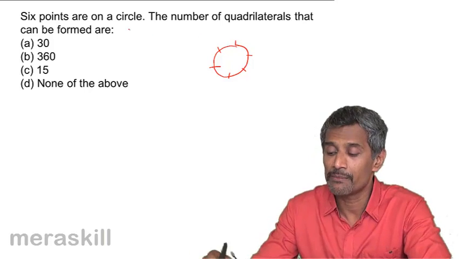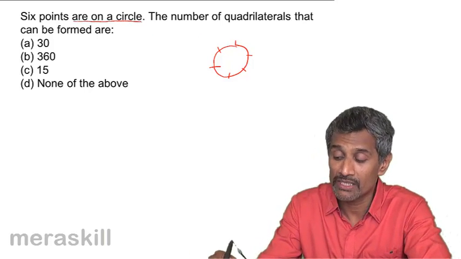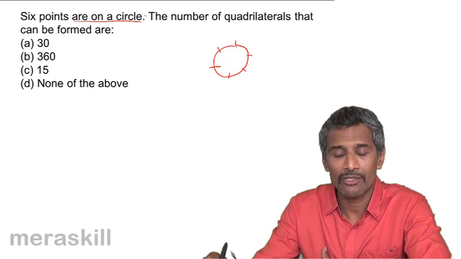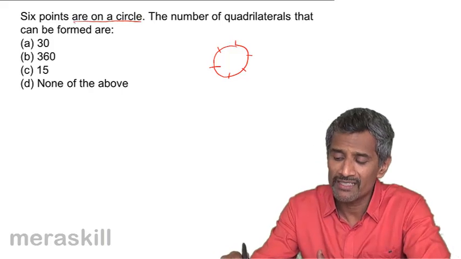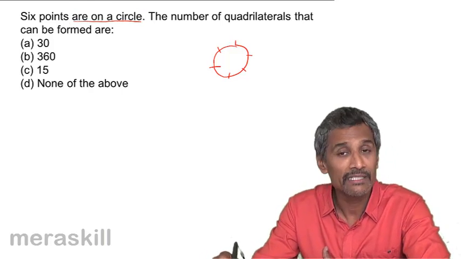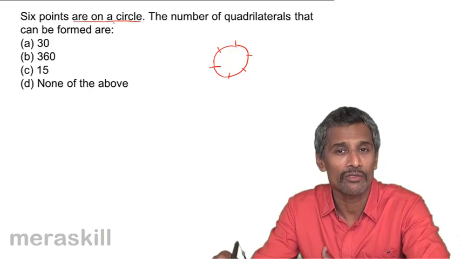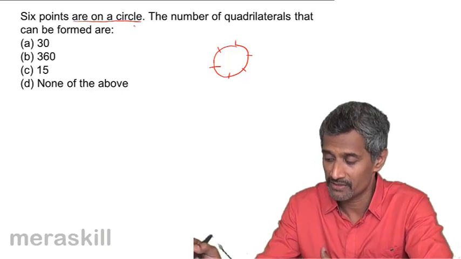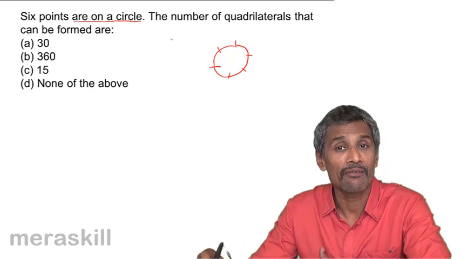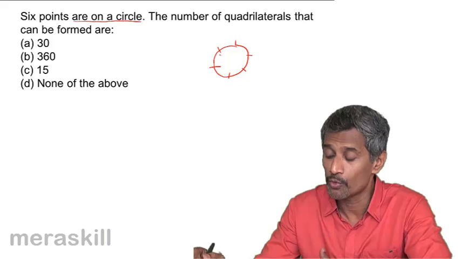The idea behind saying they are on a circle is to understand that they are non-collinear points. The fact that they are not collinear is told in a different way, but essentially it means the same, that the 6 points are non-collinear, like in the previous case. So out of these 6 non-collinear points, you need to take groups of 4 to form the quadrilateral.